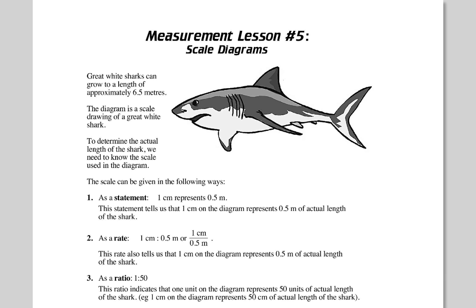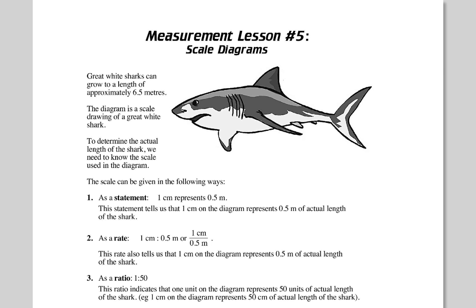Measurement lesson number 5, scale diagrams. This is not an overly challenging concept. You will need a ruler, and the lesson and the assignment will be quick. That means there will be time at the end of the block. I am hoping that we can correct some quizzes together so you guys can get an idea of how you're doing.